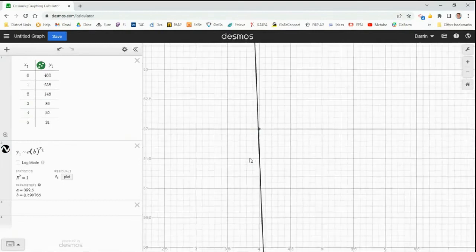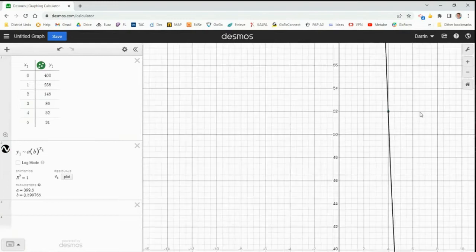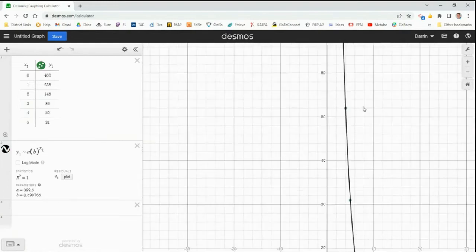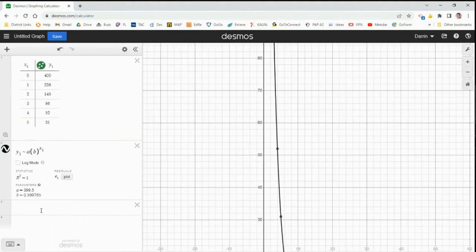52 is real close. It's just a little bit to the right. So some of the points are a little bit to the left, some are a little bit to the right, but they all fit really close to that line. So that means our equation would be y equals 399.5. That's our A.